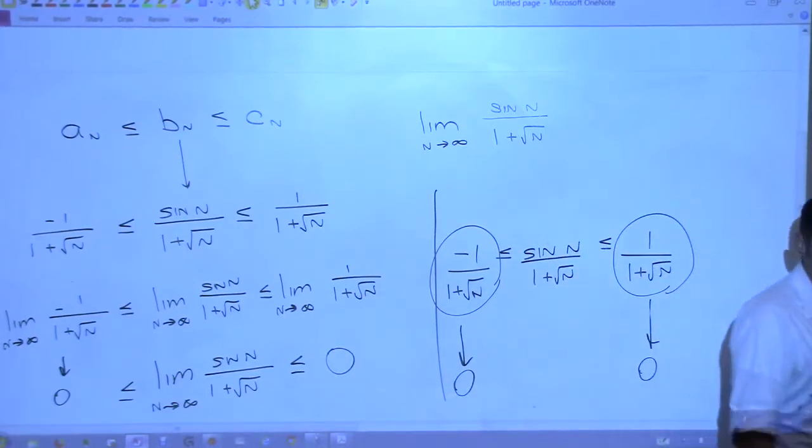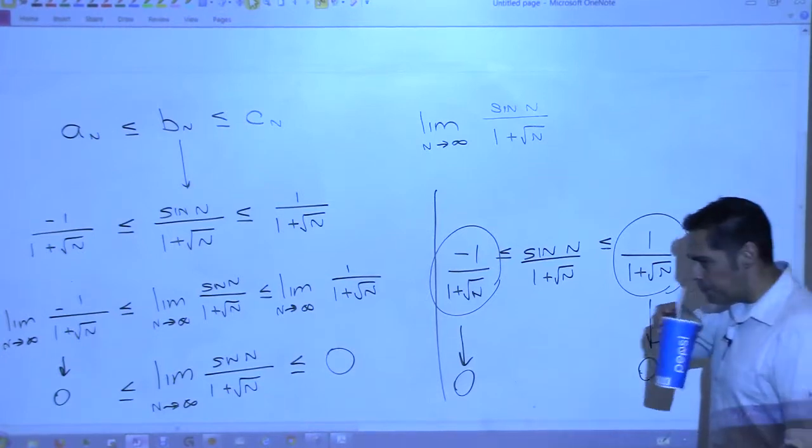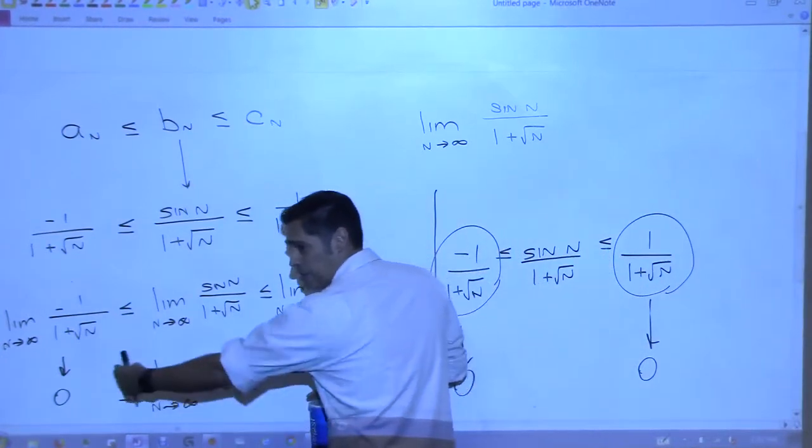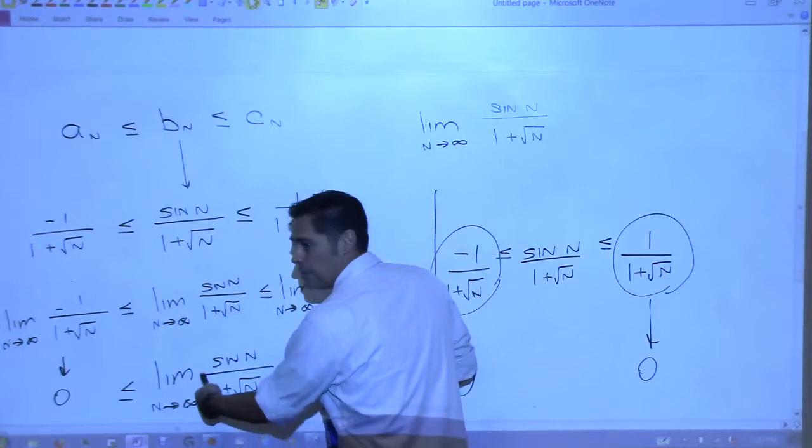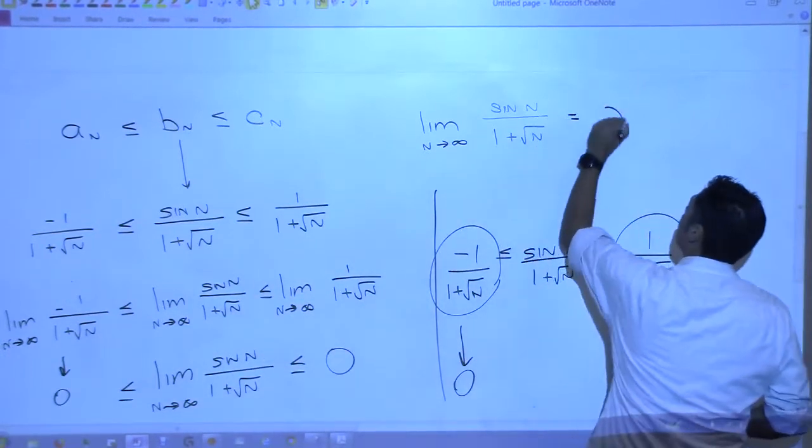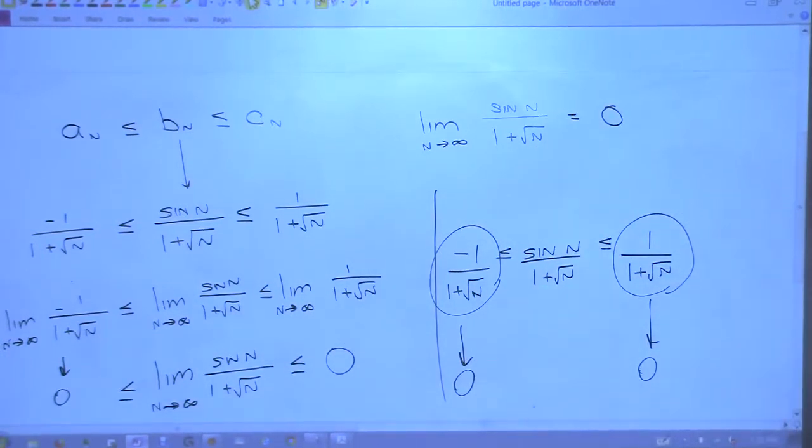So the only number between 0 and 0 is 0, right? The only thing you could possibly squeeze in between 0 and 0 is 0. So that has to be 0. So this limit is 0 using the squeeze theorem. What do y'all think of that?